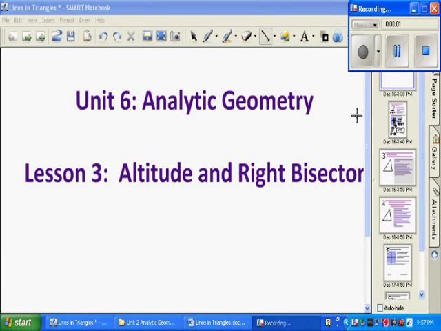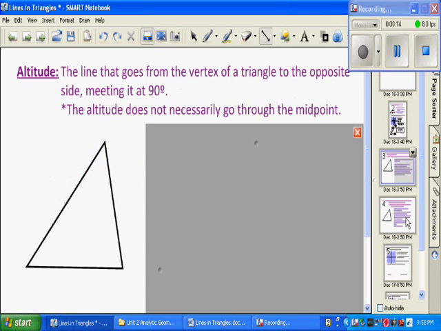Okay, lesson 3, altitude and right bisector. So these are two more types of lines that can relate vertices and sides of a triangle, just like median from yesterday. So the first one we're going to look at is altitude. And the altitude is just another name for height.